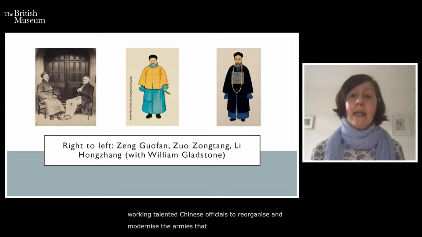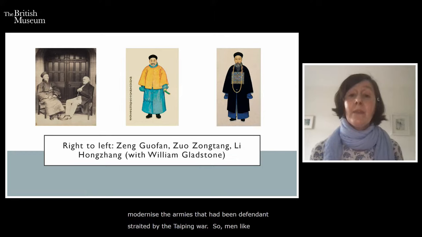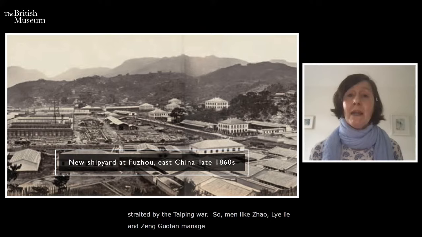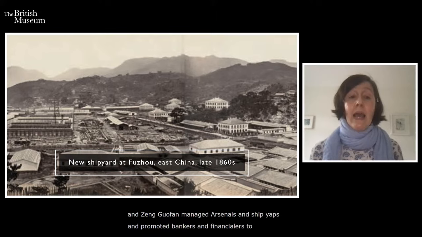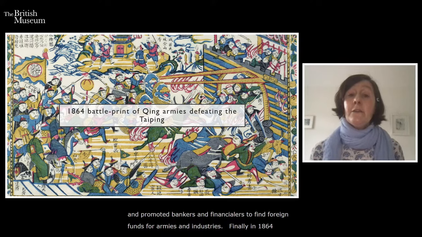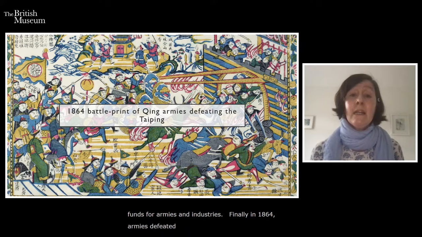So men like Zeng Guofan, Li Hongzhang, and Zuo Zongtang, pictured here, managed new arsenals and shipyards. They promoted bankers and financiers to find foreign funds for armies and industries. And finally, in 1864, armies led by Zeng Guofan defeated the Taiping. But the human cost was enormous. Between 20 and 70 million people are estimated to have lost their lives in the 14-year conflict.